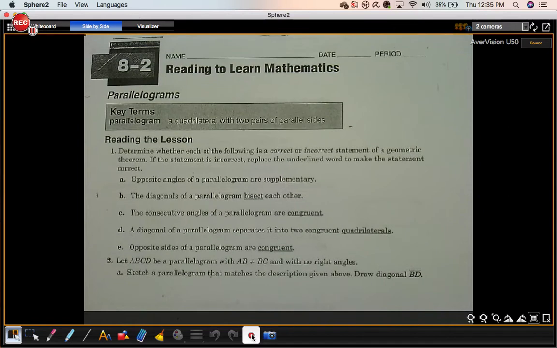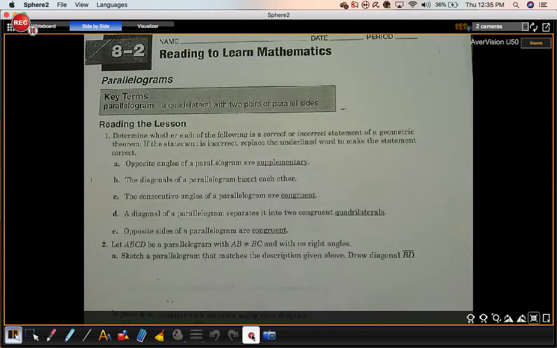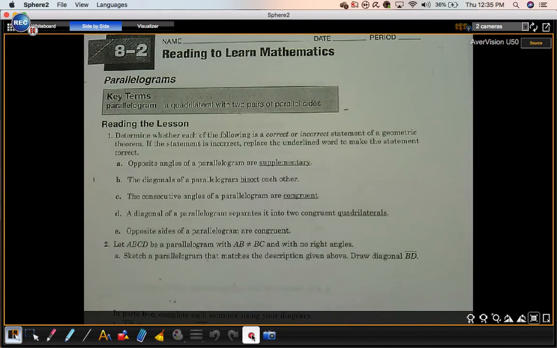This is the Reading to Learn math page for section 8.2. We're going to read the lesson. Determine whether each of the following is a correct or incorrect statement of a geometric theorem. If the statement is incorrect, replace the underlined word to make the statement correct.